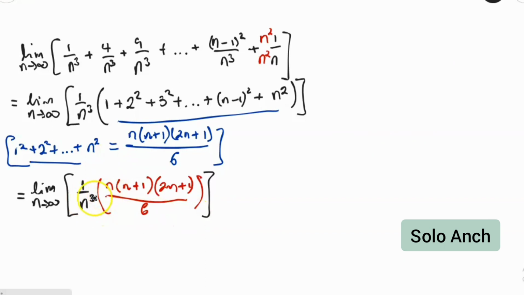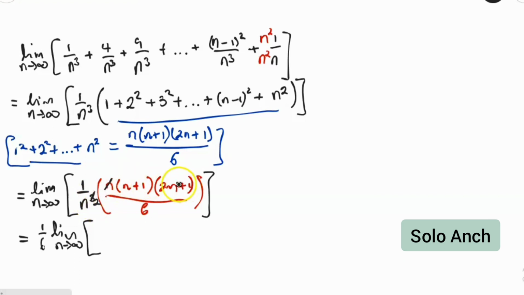Good. But some things will cancel, but before then, maybe let's just put this 6 out front. So this 6, the denominator, let me put it out like this, like 1 over 6. So that becomes the limit as n tends to infinity of, now notice that this n will cancel out with one of these n's, leaving us with n squared. Good.